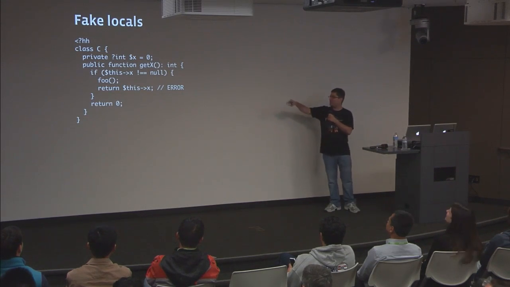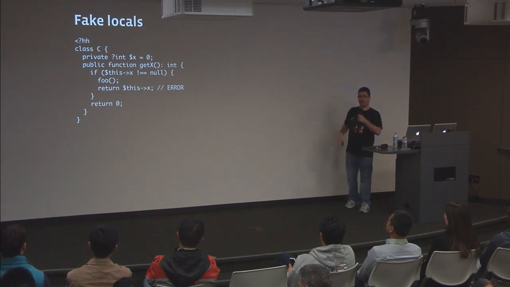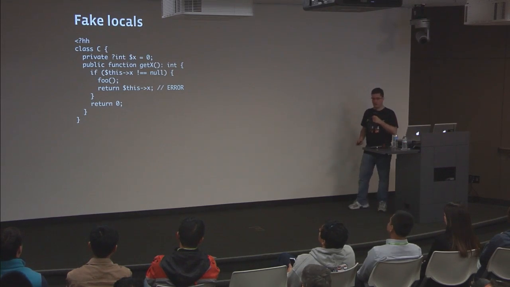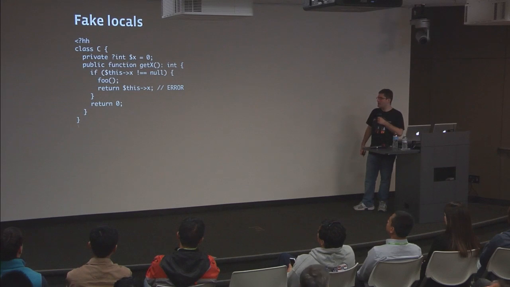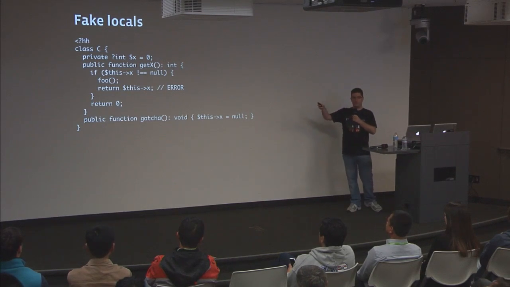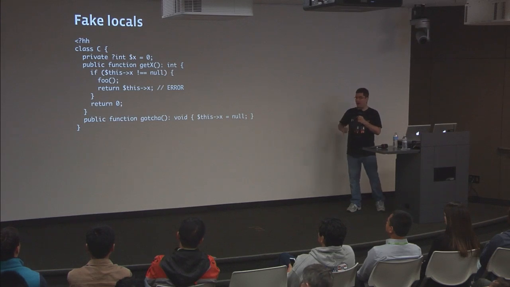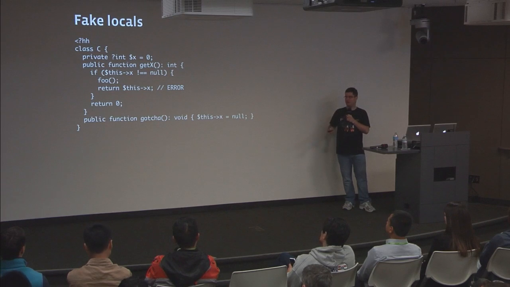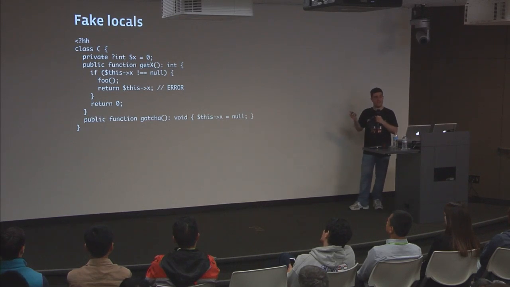All I've done is inserted the call to the function foo here inside the true branch of this if. So why is this a type error? What's going on here? The crux of the issue is that I could have this function defined on the class C. And this function foo might have a reference to the current object when we call foo, and it might call gotcha on it and reset this arrow x back to null before you get a chance to use it on the error line. We have to potentially account for this.